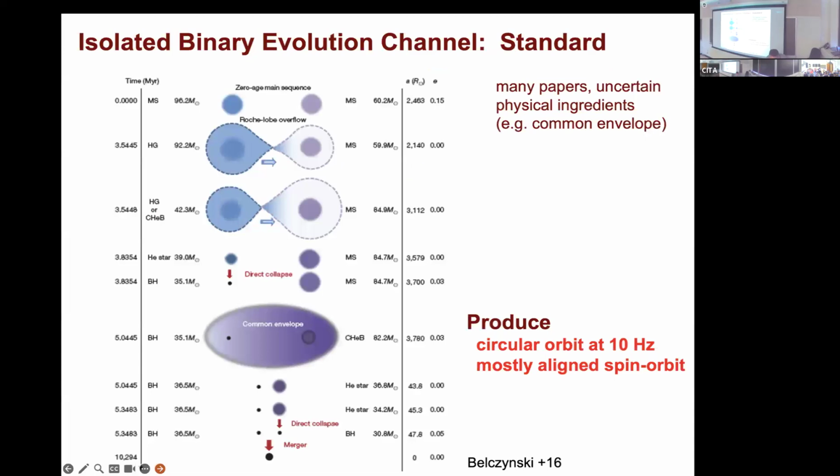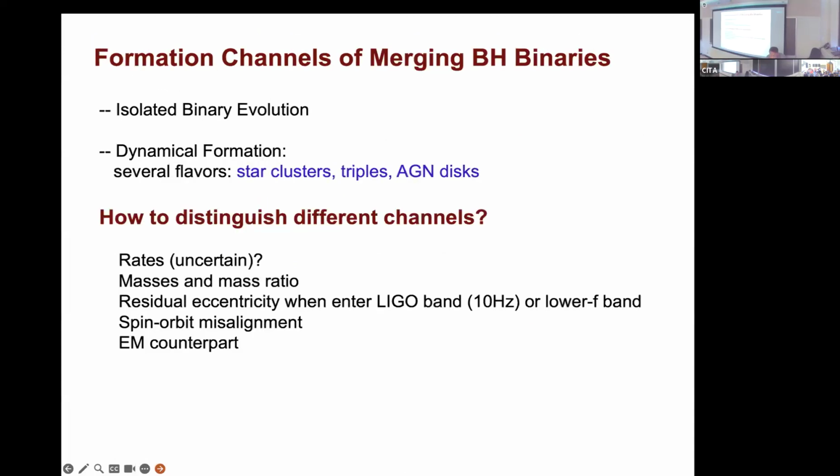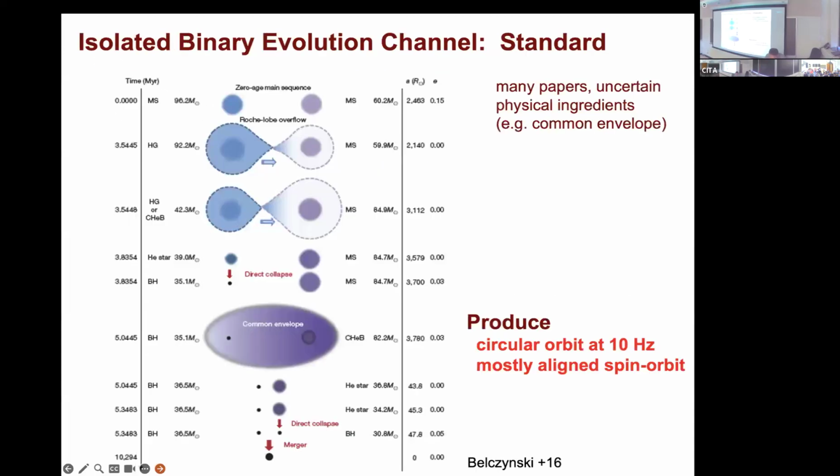So now let me go through some of these formation channels. Right. The first, of course, the well-known, the standard, perhaps most conservative one, basically, the isolated binary evolution standard channel, right? And there have been many papers over the last few decades studying this problem, right? It most likely will happen, but there's some uncertain physics, right? The physics uncertainty involves the common envelope phase.